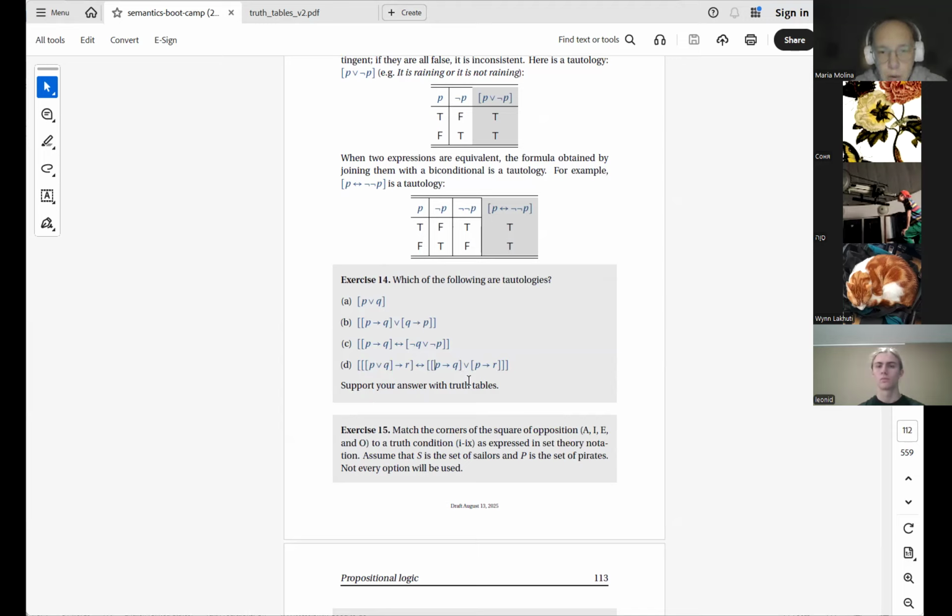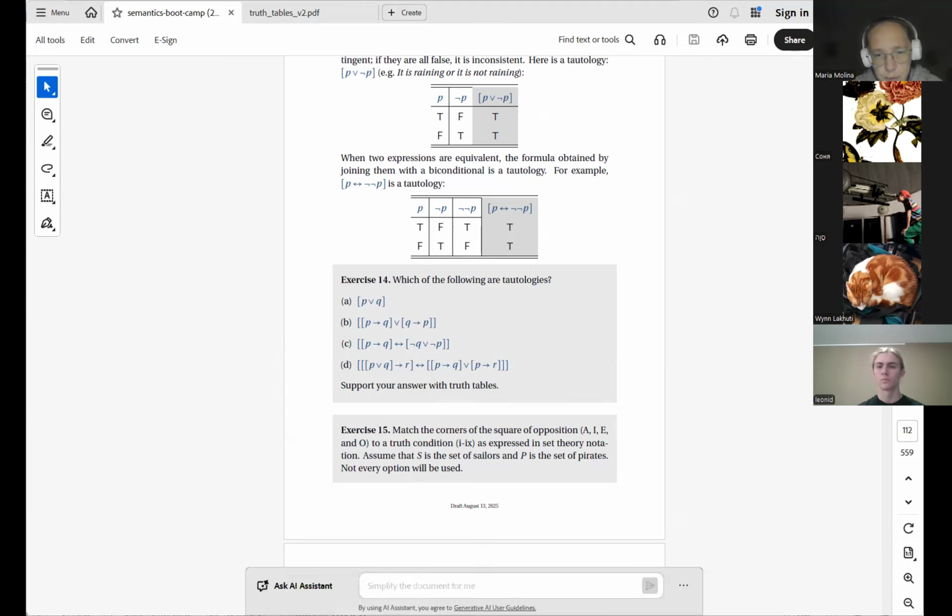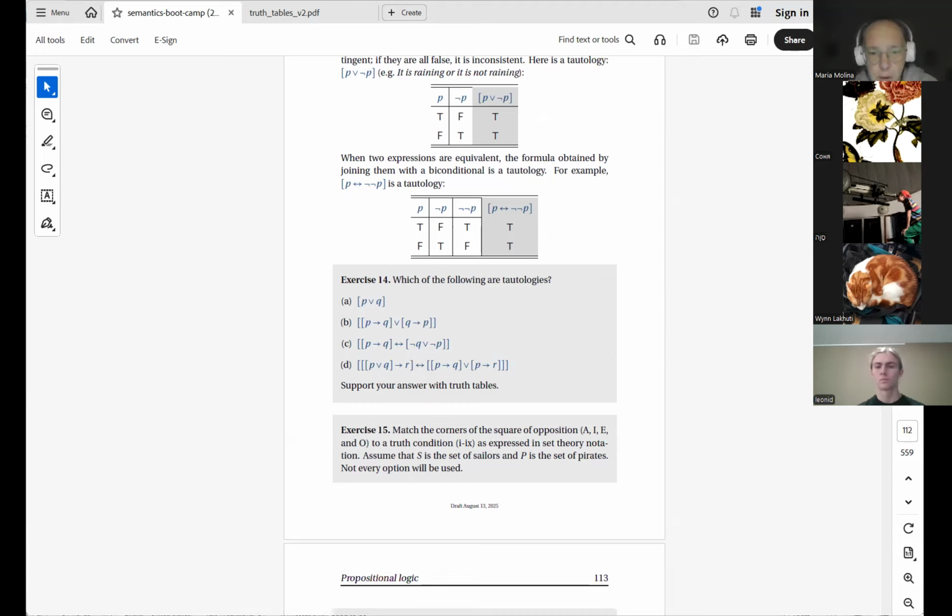If P or Q or P, if P then Q or P then R. Either one or the other. This is the second formula. And we have this operator, if and only if. Tautology or not? Is there a situation when it gives false?